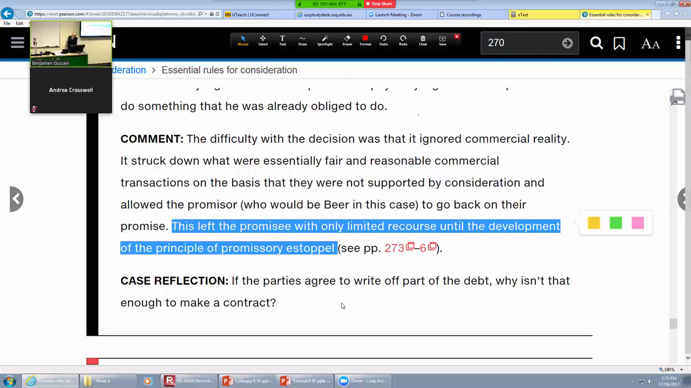So this left the promisee with only limited resources until we were able to develop the law with a new legal theory, and that legal theory is called promissory estoppel. We're going to look at promissory estoppel in just a minute.